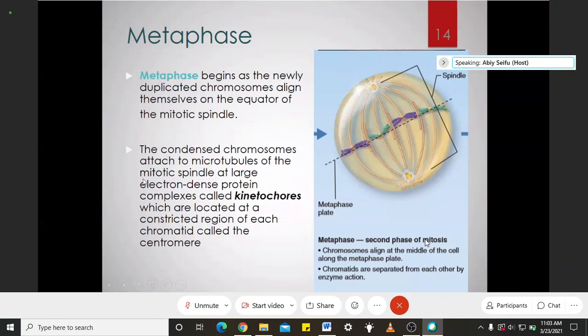The condensed chromosomes are attached to the microtubules of the mitotic spindle at large electron-dense proteins. The specific areas are called the kinetochores. These electron-dense areas are located at the constricted region of each chromatid, called the centromere. These are the centromeres, areas where the two sister chromatids are interconnected. And there is an electron-dense area at the centromere, which is called the kinetochore.